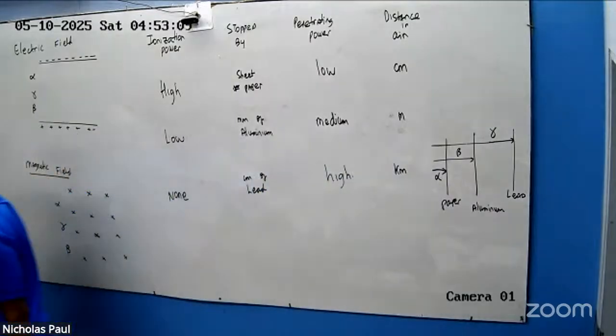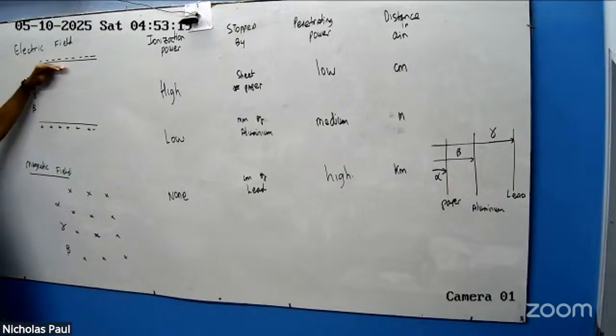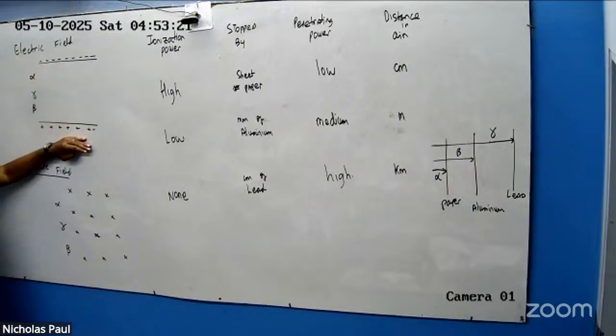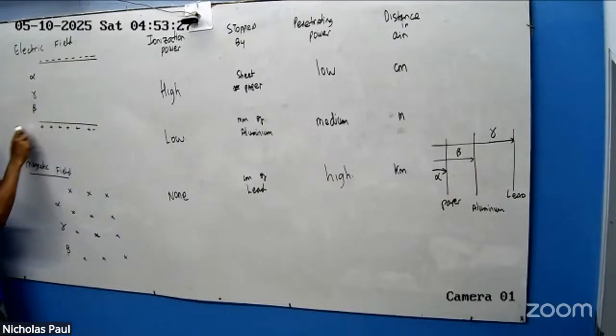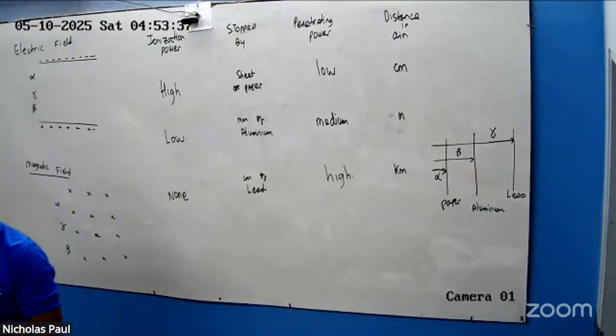Last thing I want you to pay attention to here is what would happen if you bring this radiation next to an electric field. Electric field means that one of the plates is negative and one of the plates is positive, and in between there's an electric field. What will happen to alpha, gamma, and beta? Based on your little knowledge, what happens to a positive particle? It's attracted to what? Negative. And a negative particle is attracted to positive.